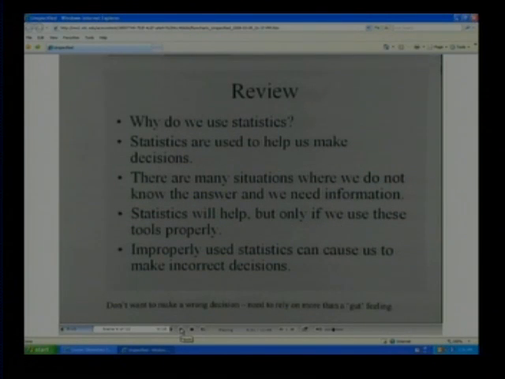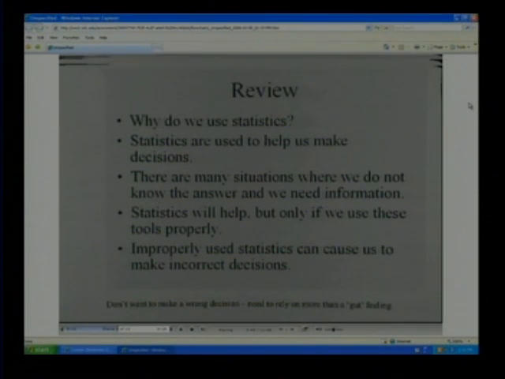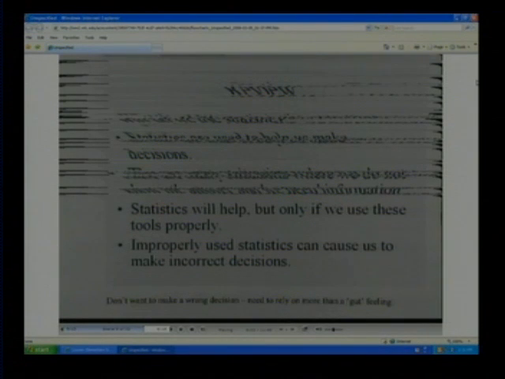Statistics are going to help us to go through and make decisions. We use statistics in business all the time. We use statistics in analyzing data and those kind of things. So they help us to go through and make decisions. And there's a lot of situations where we just do not know the answer. We need information. And there's various different ways to find that. Some people do it based on their gut feeling. Some people do it based on whether they got up and felt good that morning and those kind of things.